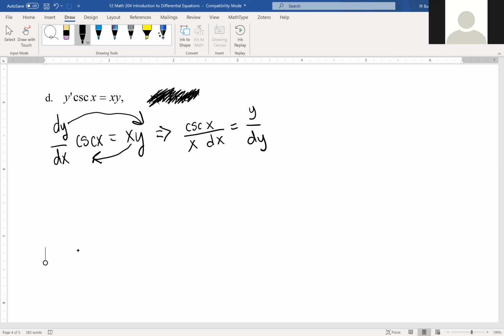Have you ever seen an integral like this before? No. So anytime you have an integral, the differential has to be in the numerator. So what did I do here? Is there a way to fix it?